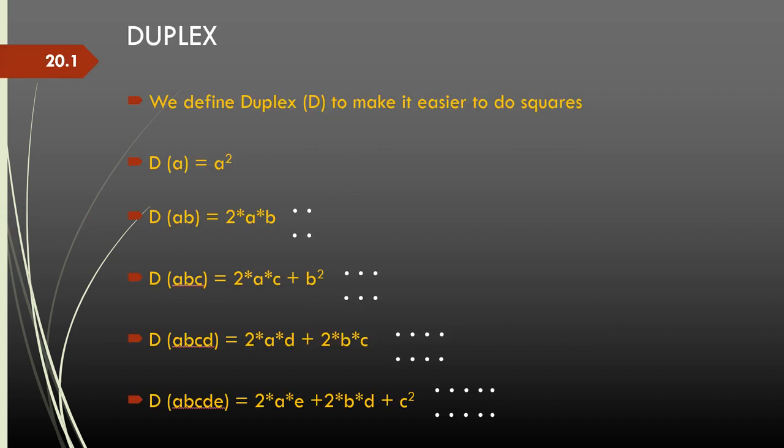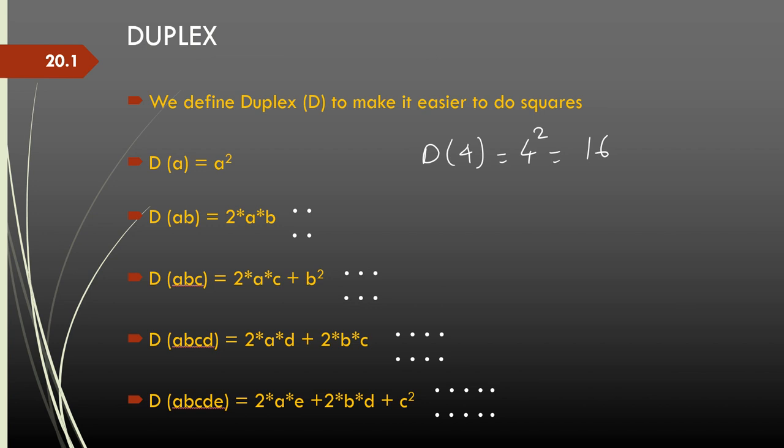To make it easier to do squares of larger numbers, we define a concept called duplex. We can also do these multiplications with the crisscross, but it makes it slightly simpler if we introduce this concept. The duplex of a single-digit number is the square of that number. For example, duplex of 4 is nothing but 4 square, that is 16.